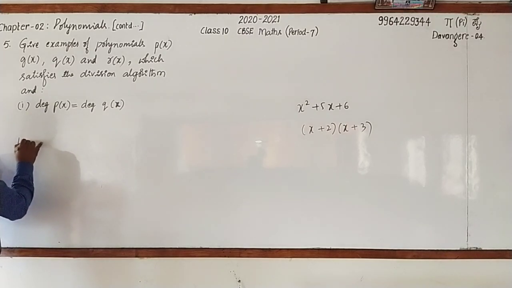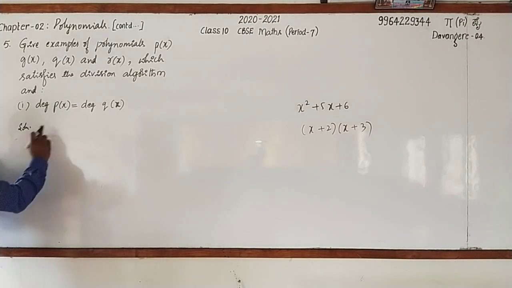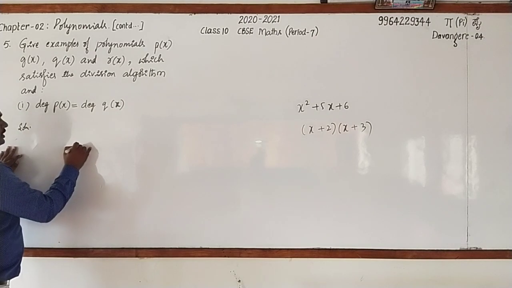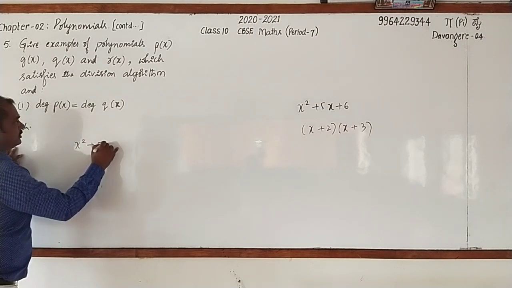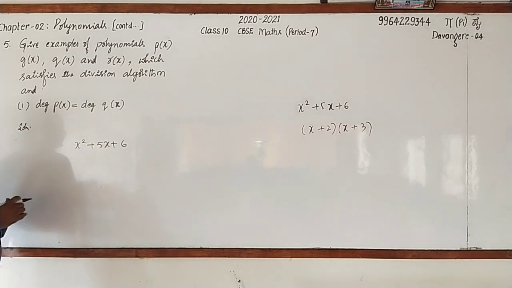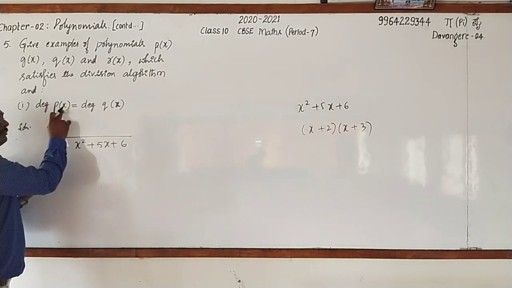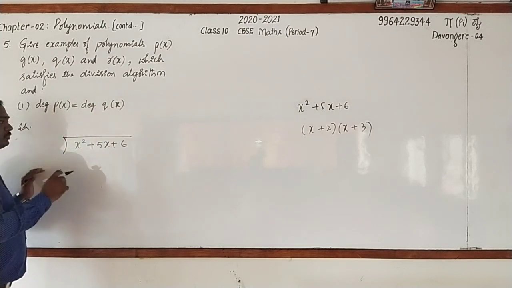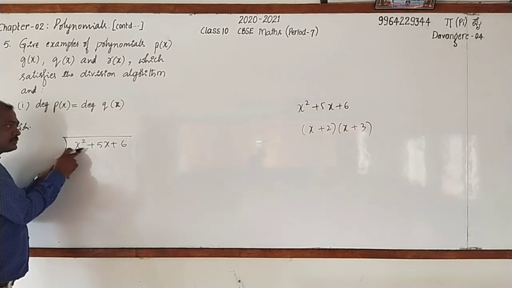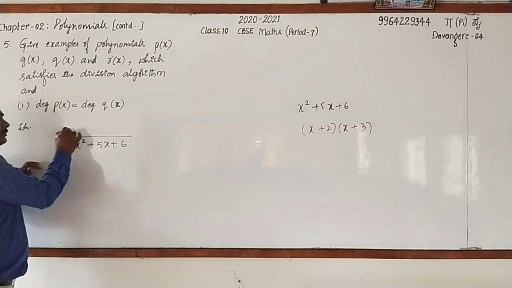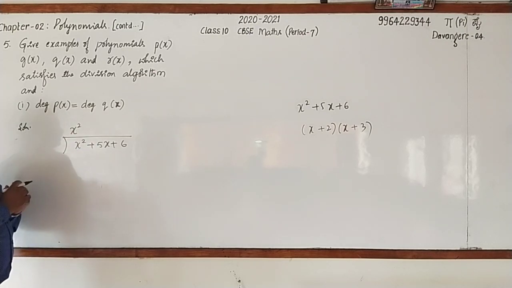Here, I will assume that degree of p of x is equal to degree of q of x. I take p of x as x square plus 5x plus 6, same only. See the condition. What is the condition? Degree of p of x and degree of q of x should be same. Here, what is the degree of this p of x? 2. The quotient will come here. What should be the degree? That means here also there must be x square, right?